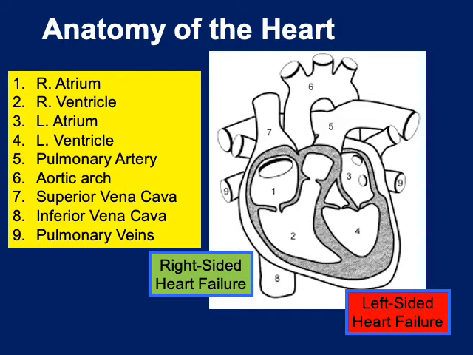And because the right side can't pump, as the blood's coming into the right side of the heart from the body, it can't keep up with the volume. So that excess blood that the heart can't control gets pushed back out. That's why they call this congestive heart failure, because it congests that blood back out into the body, back out into the venous system.